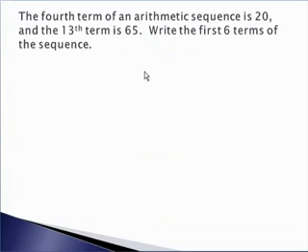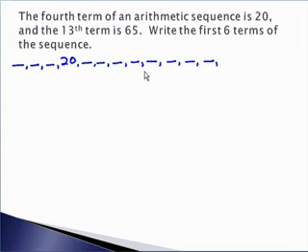There we go. Okay, so now the fourth term of an arithmetic sequence is 20, and the 13th is 65. So let's draw this out. I don't know the first, second, third, but the fourth is 20. And then fifth, 6, 7, 8, 9, 10, 11, 12, and then the 13th is 65. Okay? We want to write the first 6 terms of this.